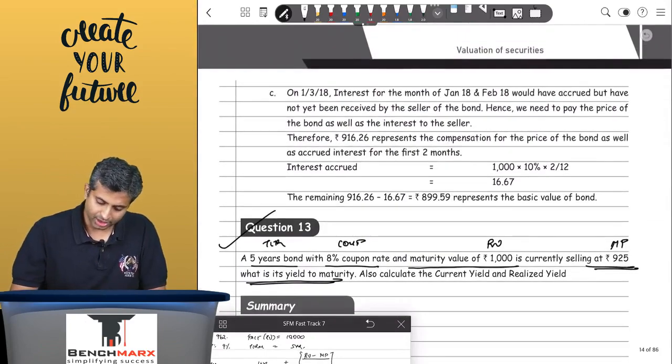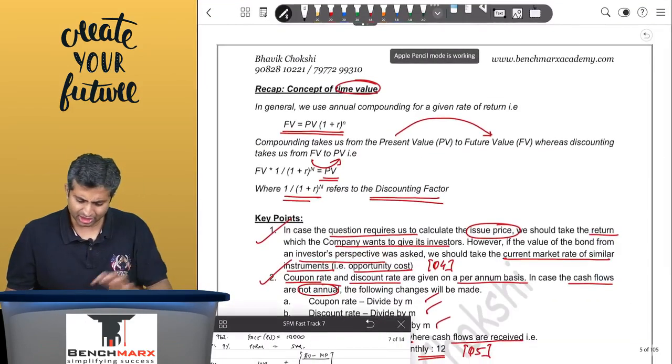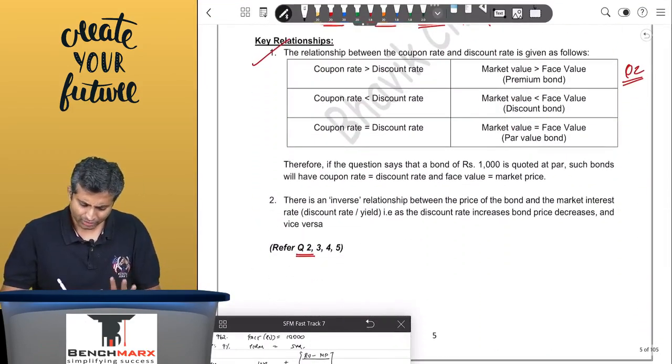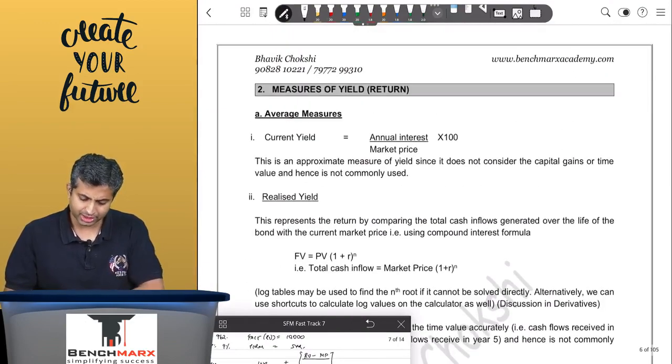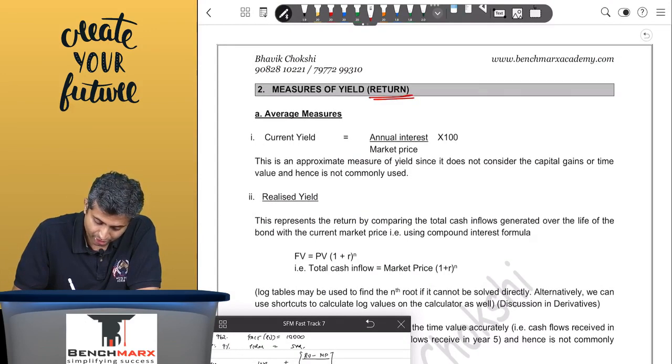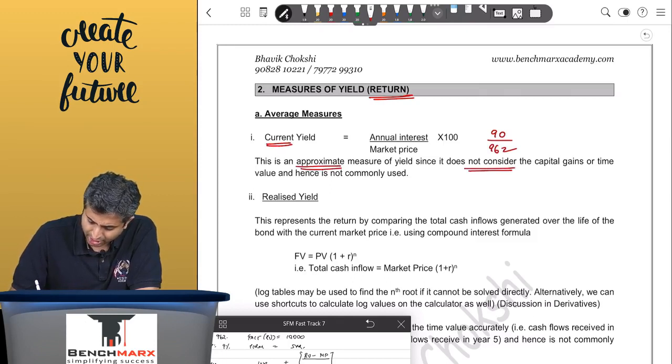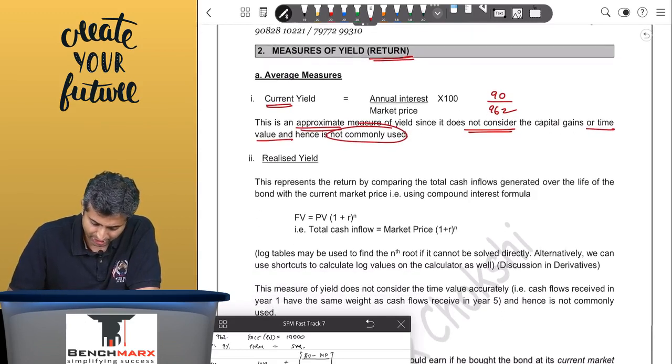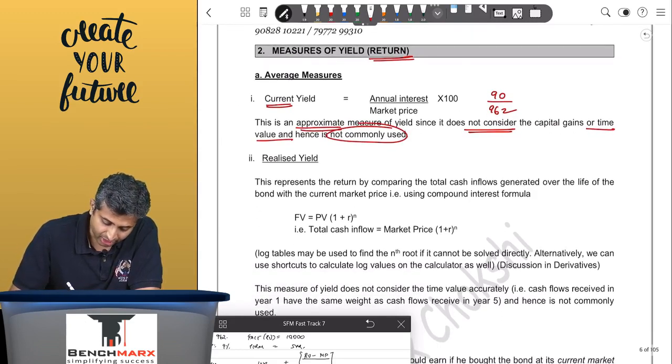Okay, so over here I'll just read some basic theory and then we can stop for a break. This key point is still to be discussed. Measures of yield, that is return, the average measures, comprise current yield. Current yield is the annual interest, that was 90 in our question, upon 962. This is an approximate measure since it does not consider the capital gains or time value, and hence it is not commonly used. Okay? Second is the realized yield.